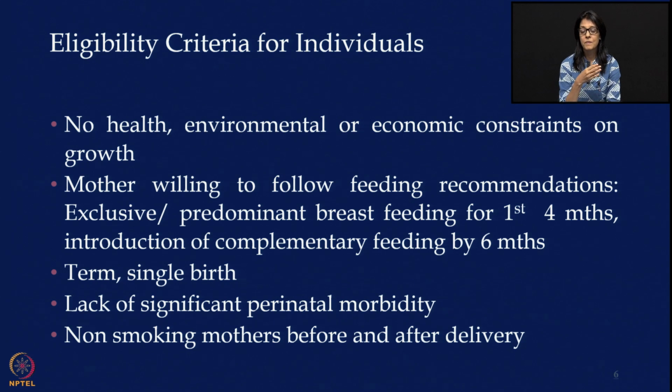Of course, looking at the sanitation, they wanted to make sure the sanitation is good, so children would grow well. The second aspect was that the mother was willing to follow feeding recommendations: exclusive or predominant breastfeeding for the first 4 months and introduction of complementary feeding by 6 months of age. This was basically from 1997 to 2003, and all the children were single births.